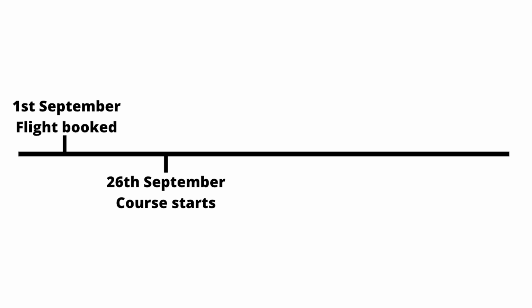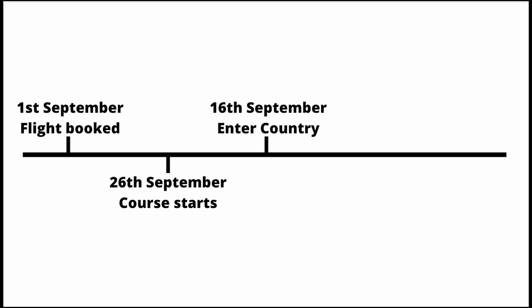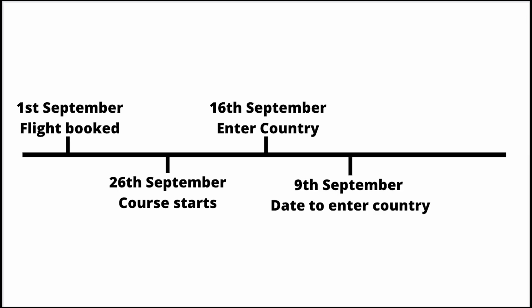And on the visa documentation, as advised by my counselor, I put in that I will be entering the country on the 16th of September. So what happened was, when my visa came in, the date of arrival on the visa was 9th September. Because I did not put the proper date of when I would be entering the country, I had to reschedule my flight, which was very expensive to change at the last moment.